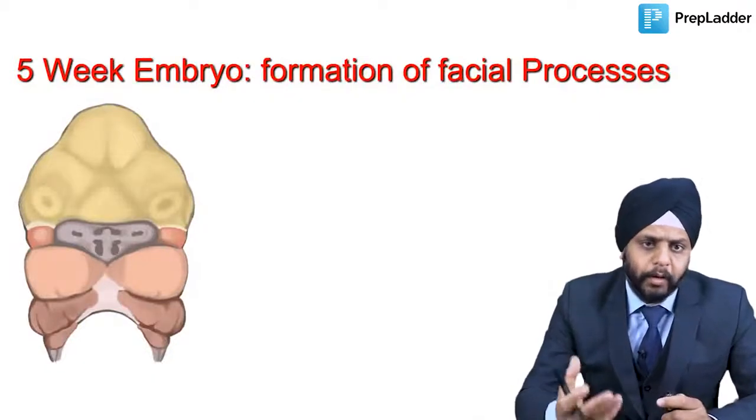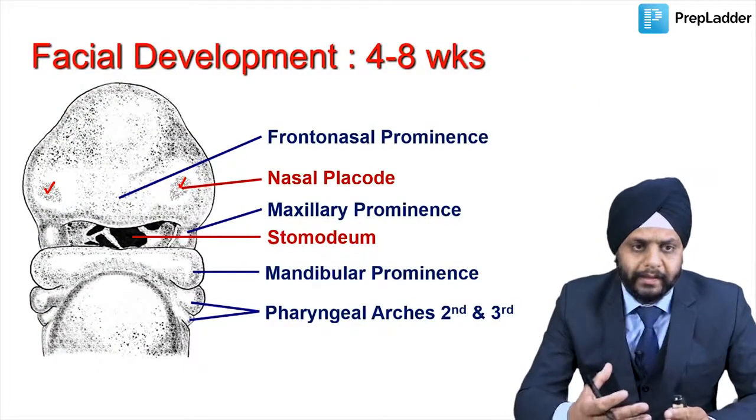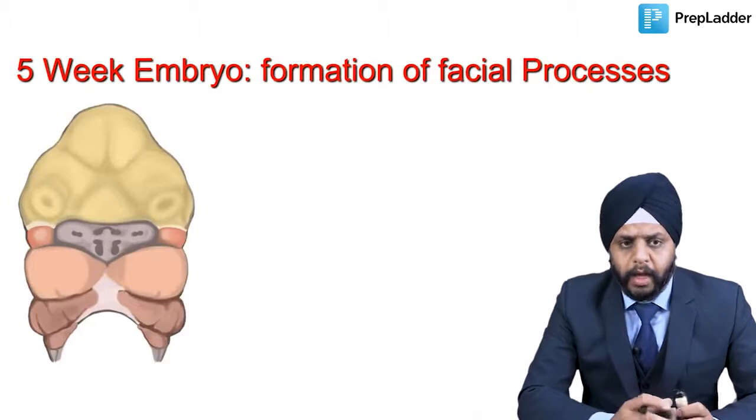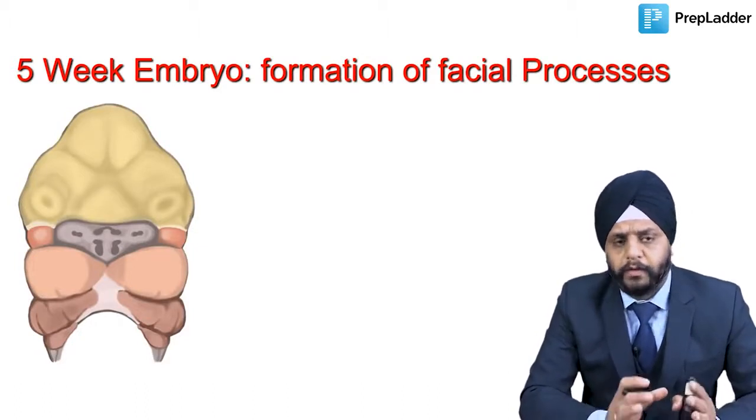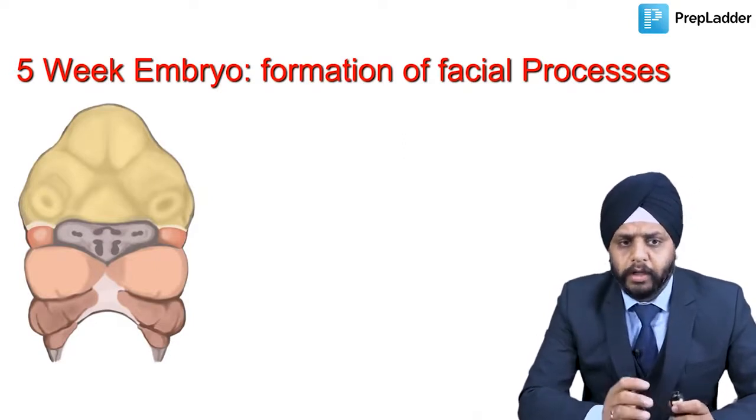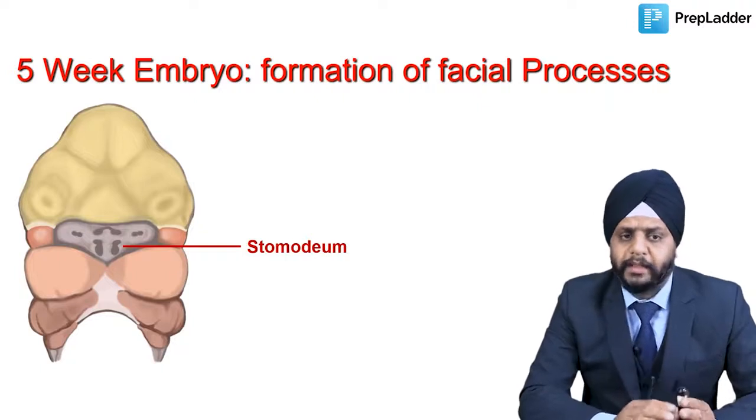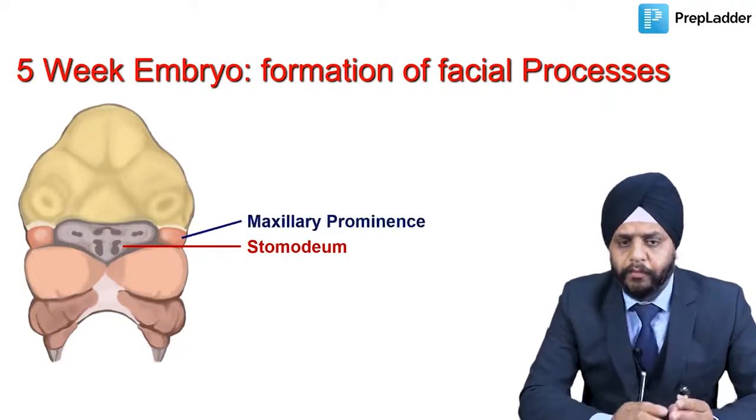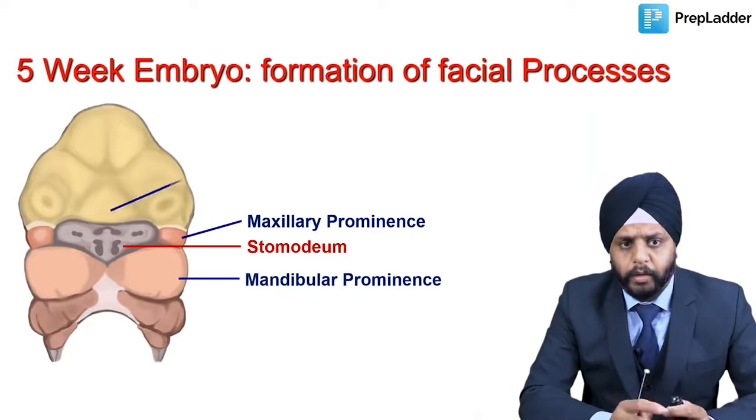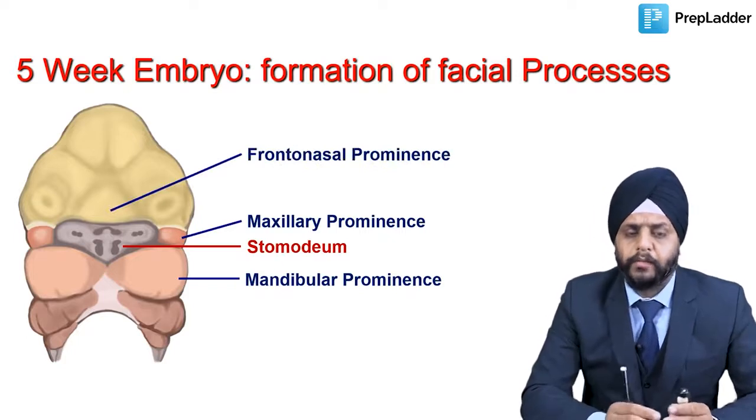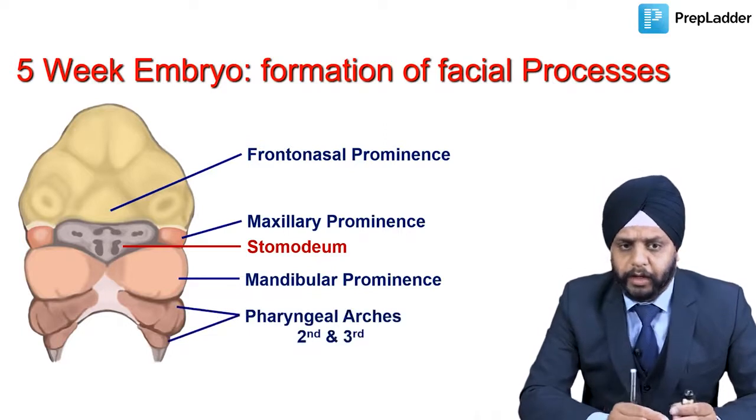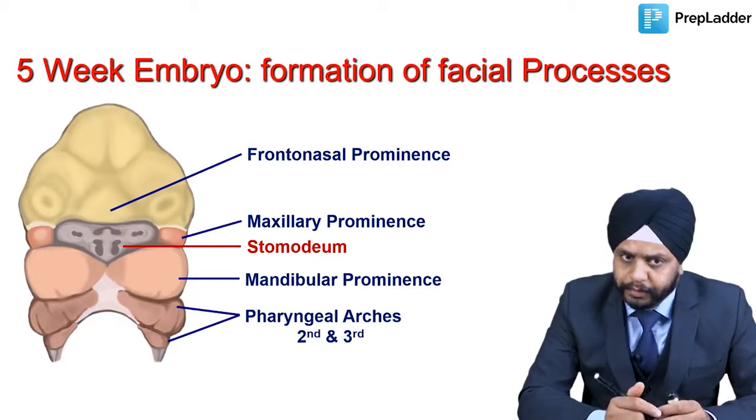This is a color diagram of what we just saw over here. Okay, so this is the diagram. Now I've made a color diagram over here. This is a 5 weeks embryo, and there is formation of facial processes which have already taken place. So what are these facial processes or prominences? Number 1, you see we have the stomidium over here, that is the primitive mouth. Around the stomidium we have the paired maxillary prominence, we have the paired mandibular prominence. Okay, we have the frontonasal prominence coming from above, right? Remember, below the mandibular prominence we have the pharyngeal arches, second and third, which can be seen over here, right?